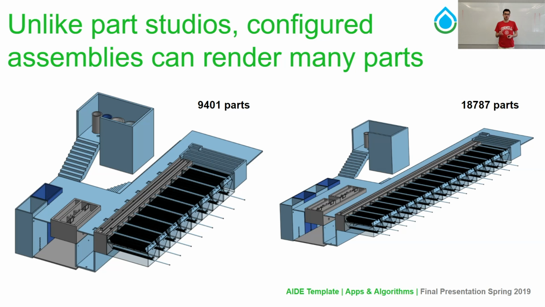Another thing that we've enjoyed using with assemblies is that you can really easily organize your parts by using sub-assemblies, which makes it a lot easier to navigate all your parts and features, and you can find the part that you're looking for more easily.